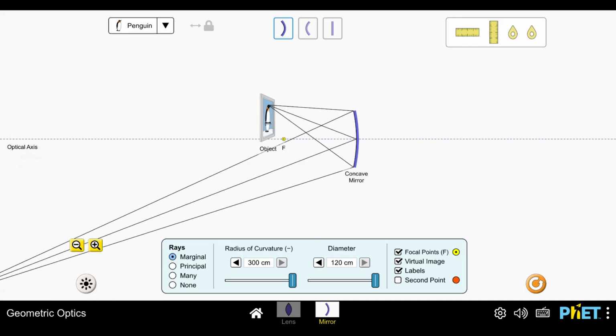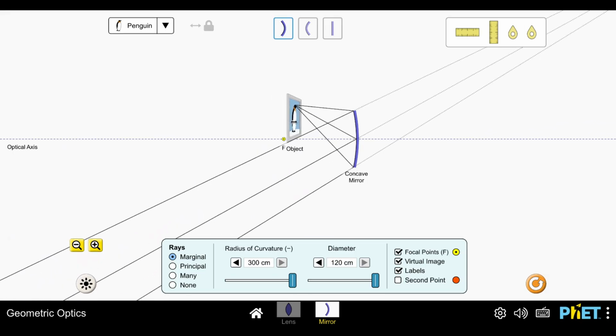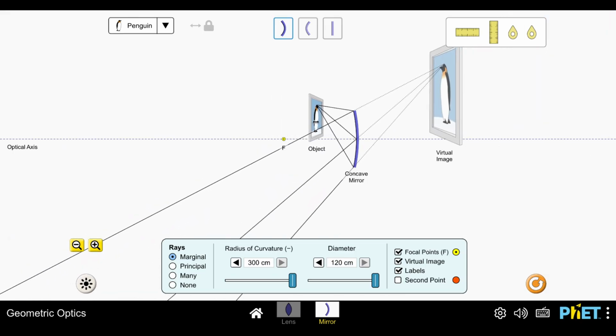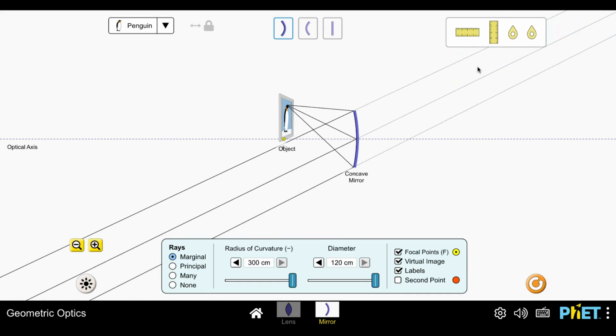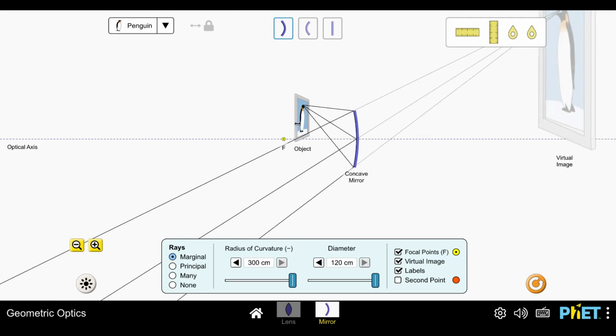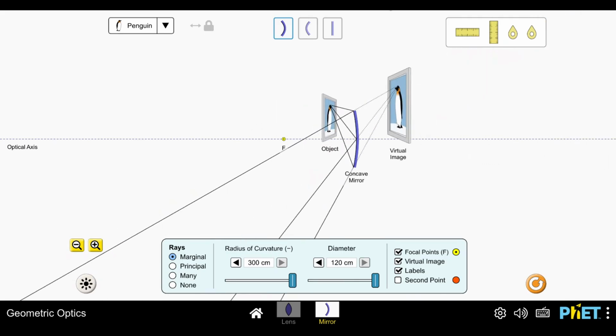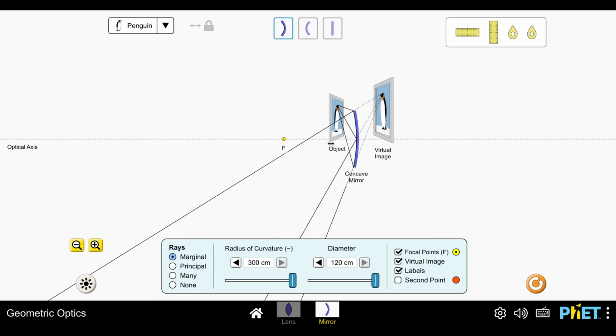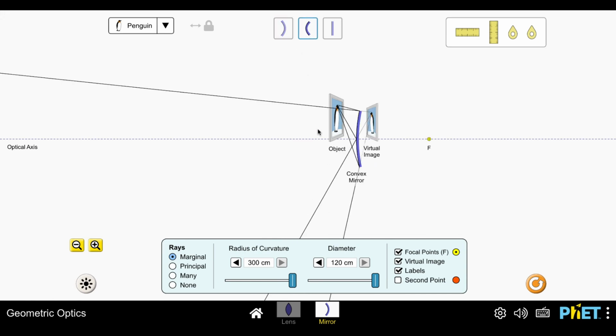You can see that if I go past the focal point, then I get the virtual images. Then you see these dashed lines here. If I go past the focal point, I get my virtual image. So that is actually very cool. All right. Now let's talk about convex mirrors.